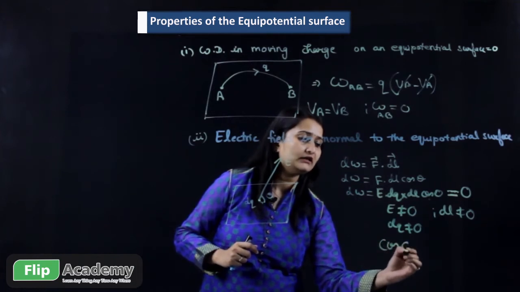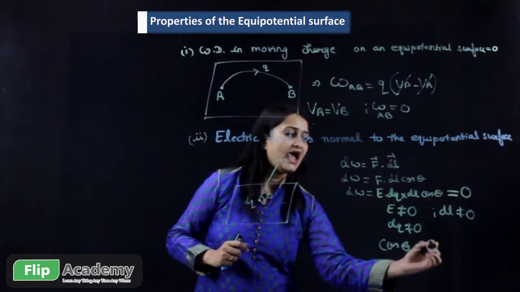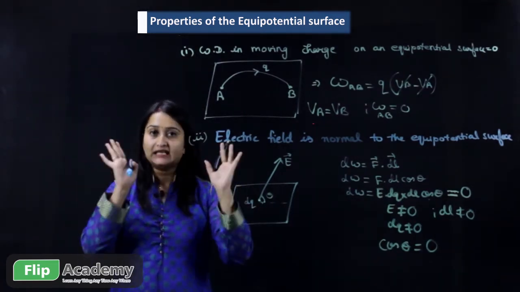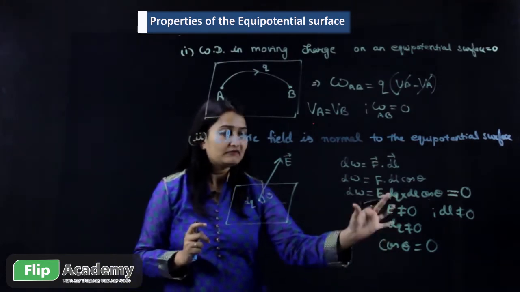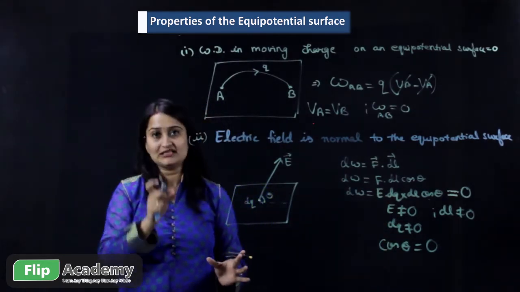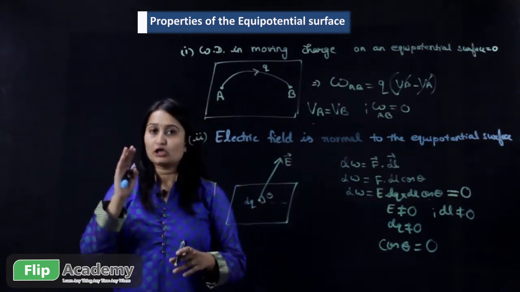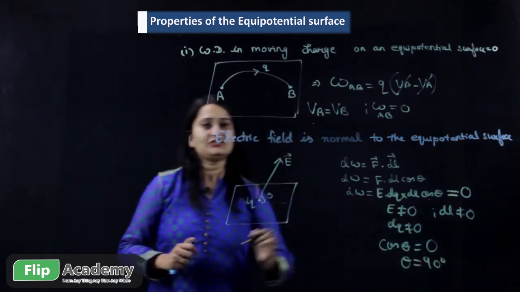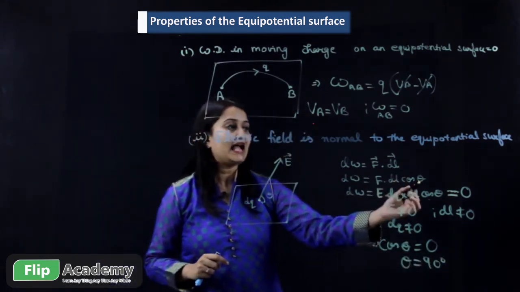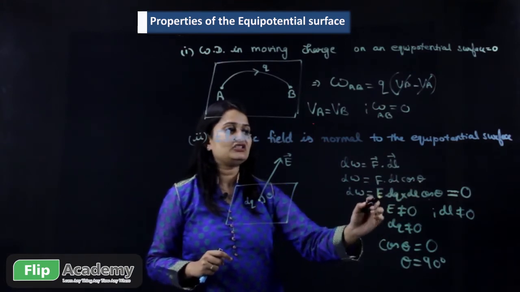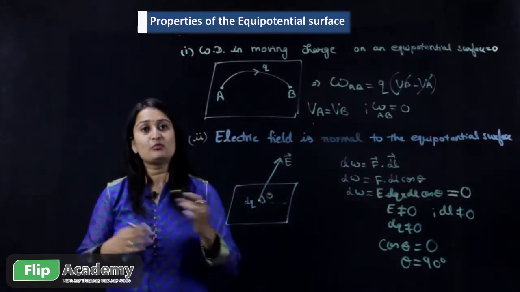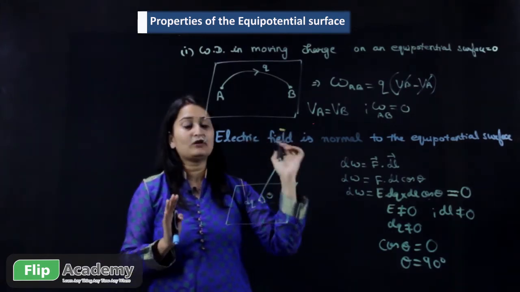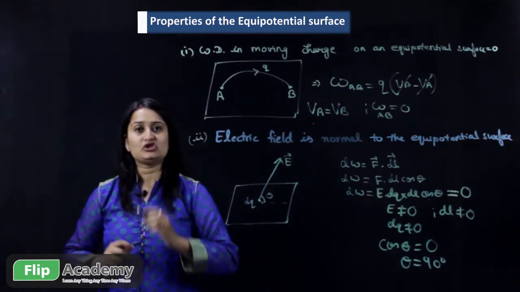You are left with only one term, that is cos theta, and this cos theta should be 0. We don't have any other option, as there is only one term, cos theta, which is 0. And how is cos theta 0? Cos theta is 0 only when theta is equal to 90 degrees. So what is theta? Theta is the angle between the electric field intensity and the equipotential surface. So you can see here that we proved that the electric field is always normal to the equipotential surface.